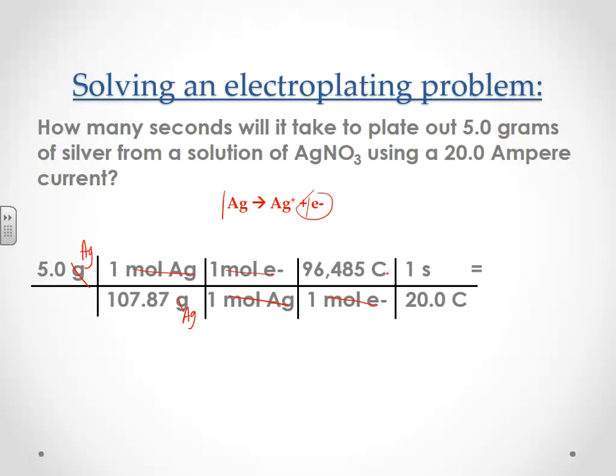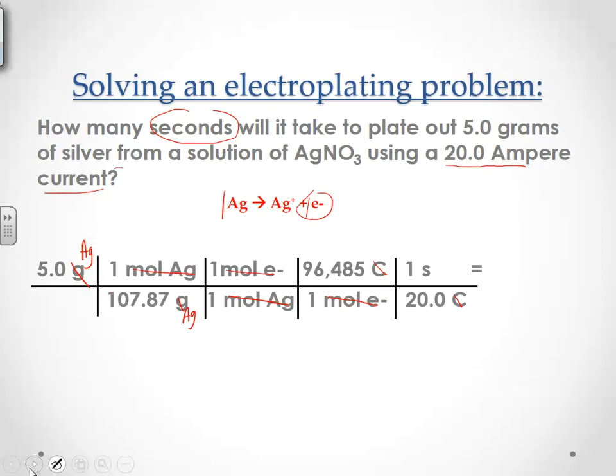Now, if we stopped here, our answer would be in coulombs. But this wants to know how long. We want to know how long it is going to take us to plate 5 grams of silver onto the substance we're trying to plate it onto. So here, you are given that 1 second is 20.0 coulombs, because here's your 20 amp current. That's going to let coulombs cancel out here. And so that leaves you with seconds for your final answer.